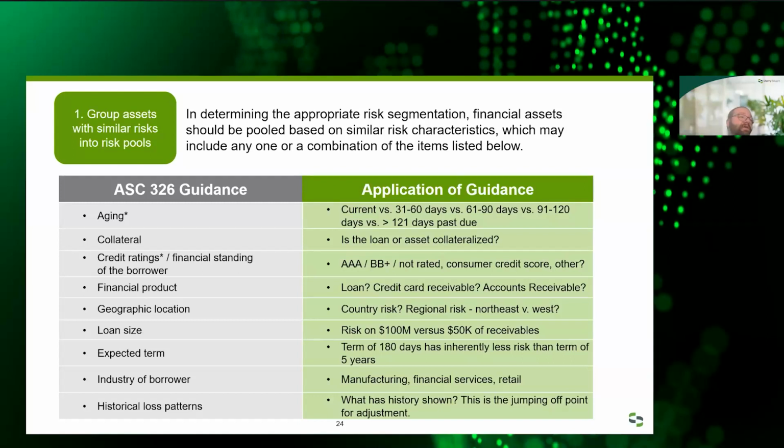It could be the expected term, right? Obviously the shorter the term, the less inherent risk there is versus a longer term. You could be pooling them by the industry of the customer, right? Different industries are going to have different ebbs and flows in their economic indicators. And then, of course, you have a catch-all at the end here. You can use historical loss patterns. You can do essentially any way that you deem reasonable, right?